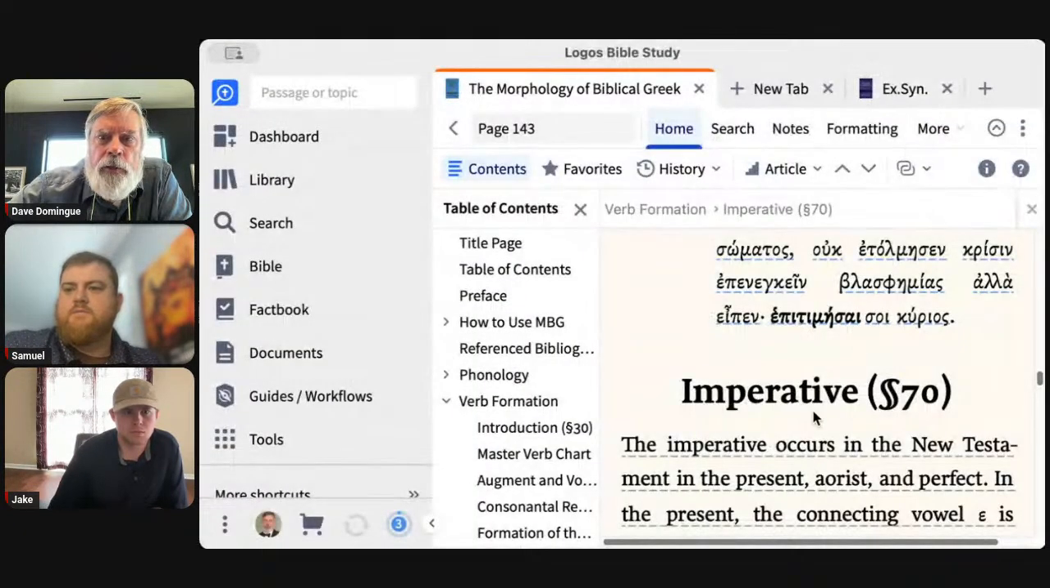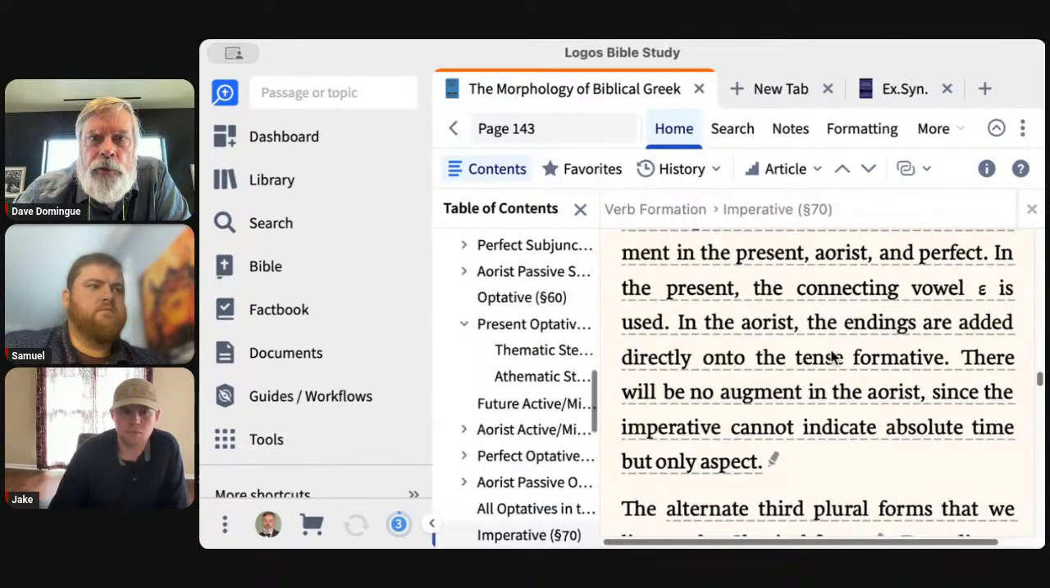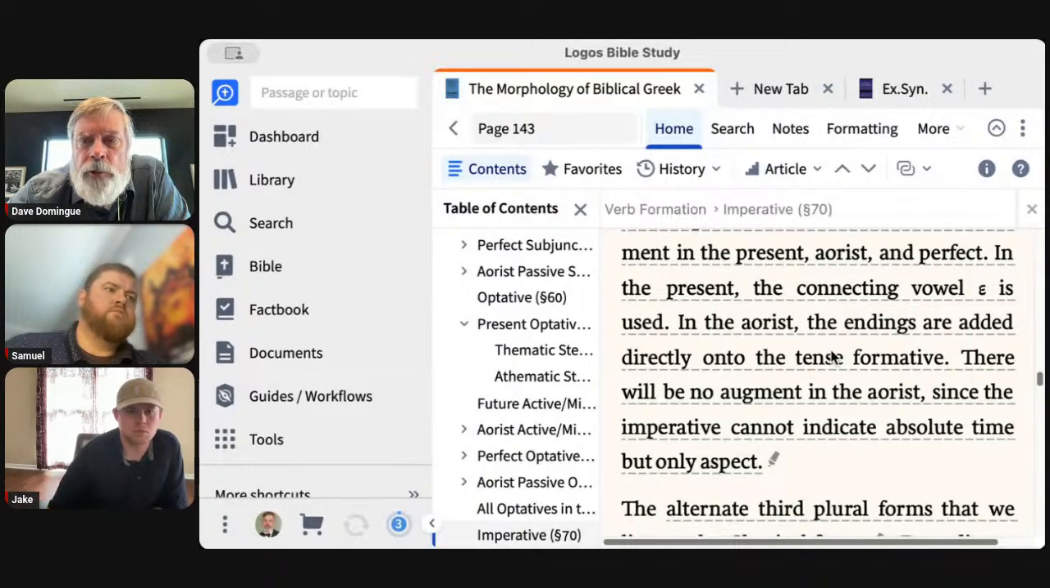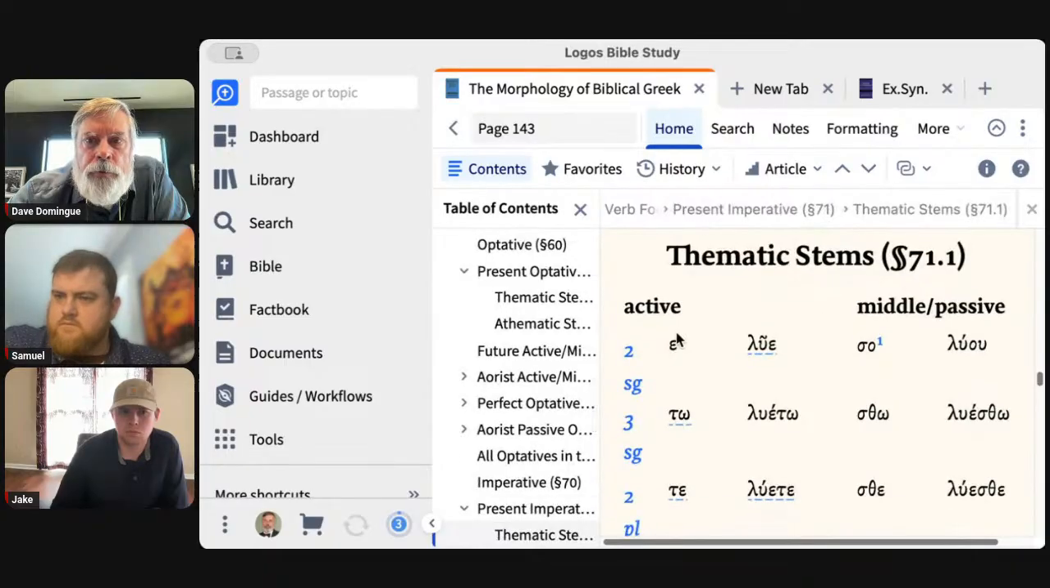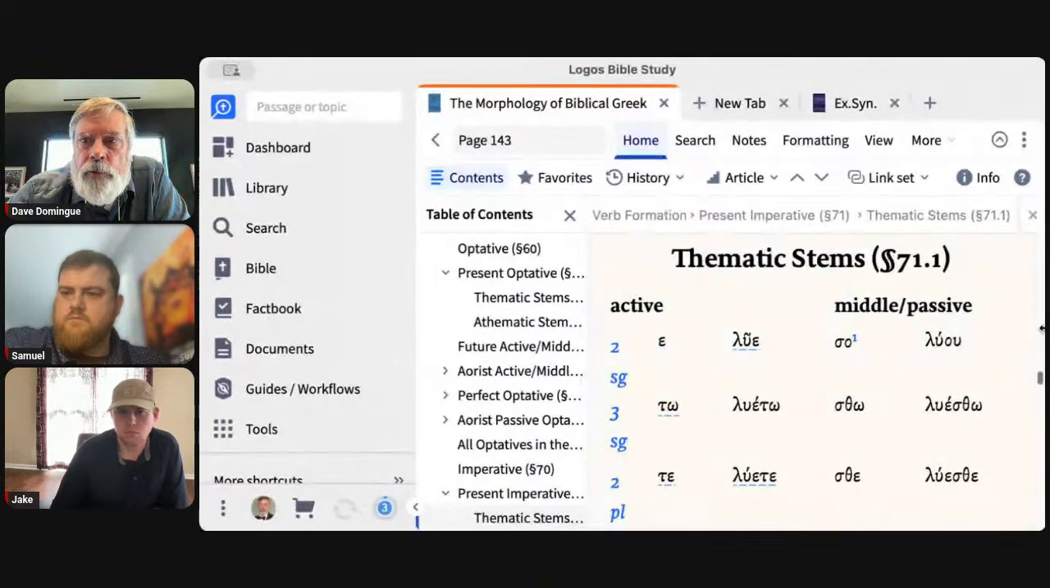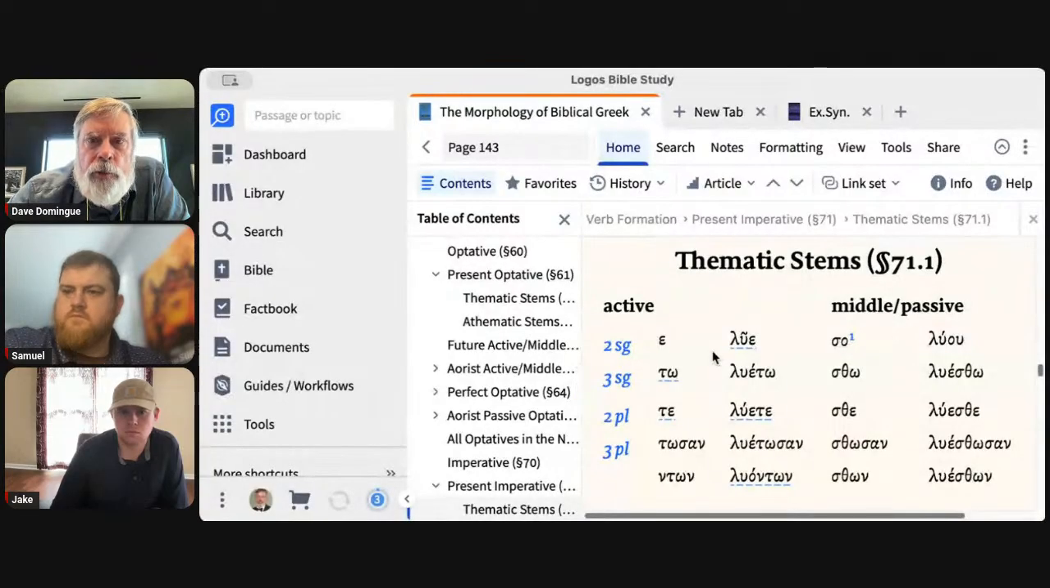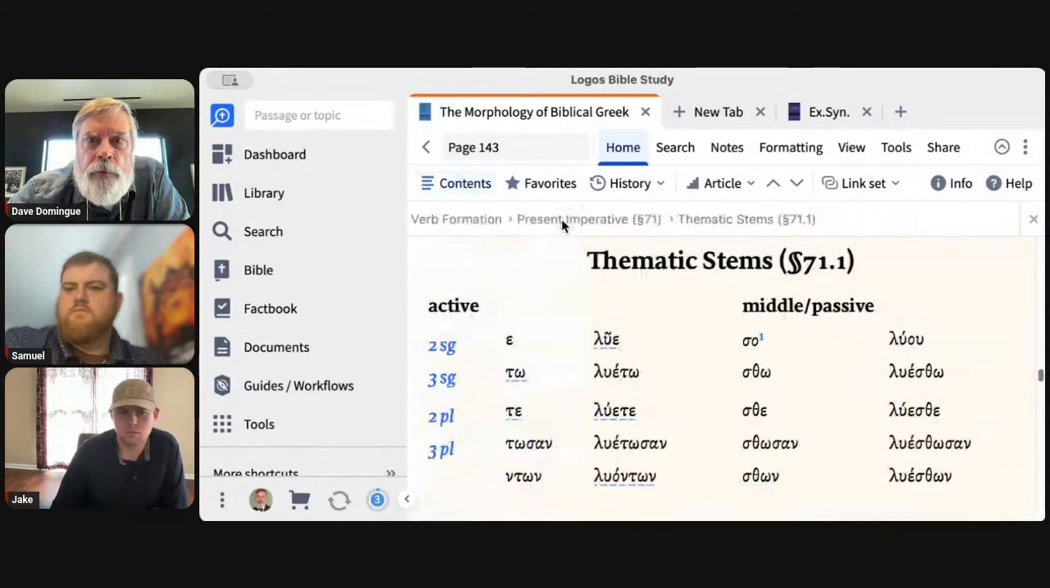That's fine. All right. So one of the things he talks about is the imperative. This is that blue book, Mounce's morphology. One of the things he talks about in here is he shows the epsilon for the second person singular. The middle passive is the sigma omicron, and you notice the sigma. So the epsilon and lu a.